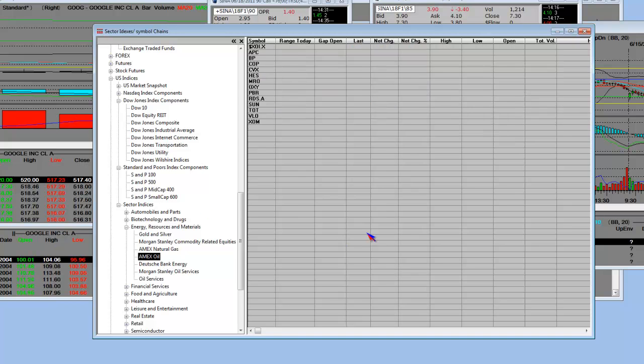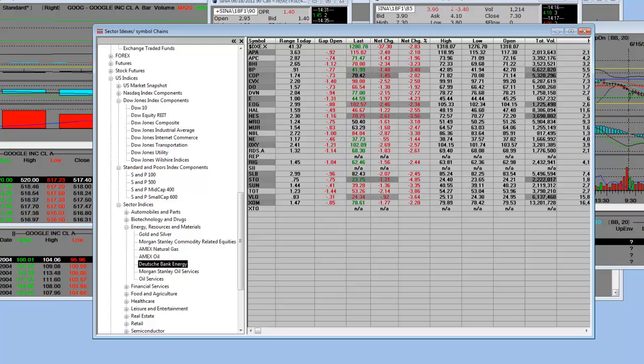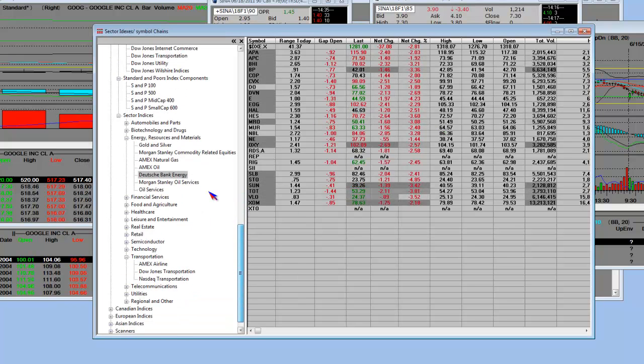Amex Oil, look at that. Look at that haircut compared to yesterday. Look at that, Deutsche Bank Energy. Look at the back to this energy. Look at it, haircut compared to yesterday. But we still like names in here, don't get us wrong. Hess is getting a haircut. The leaders that were up yesterday are also down.